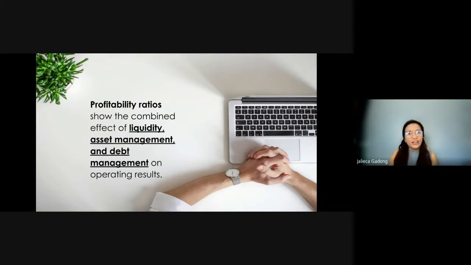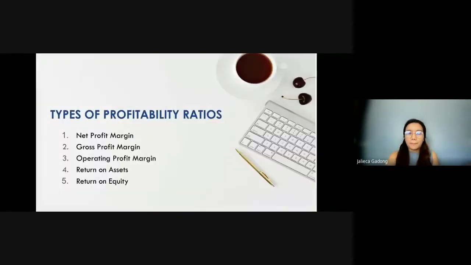If you see, there are a lot of things involved here because in reality, for a company to be profitable, it has to make sure that it has actually managed all aspects of the business, specifically its assets and liabilities. We have here five types of profitability ratios that I'm going to discuss later on. We have net profit margin, gross profit margin, operating profit margin, return on assets, and return on equity.